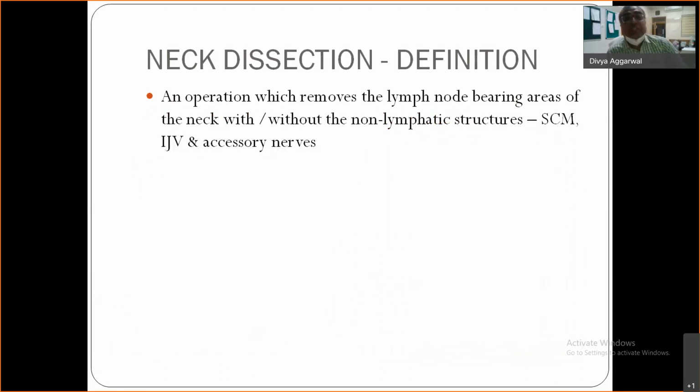So neck dissection, we can come to neck dissection. Let me give you a formal definition of what is a neck dissection, though we have discussed many things about neck dissection. It is an operation which removes the fibrofatty tissue containing the lymph node and all lymph-bearing structures, areas of the neck with or without the non-lymphatic structures. What are these non-lymphatic structures? They are the sternocleidomastoid, the internal jugular vein, and the accessory nerve.